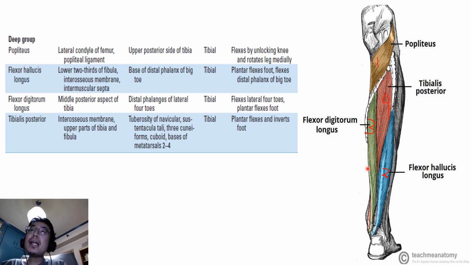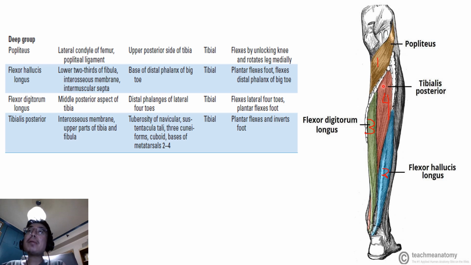Moving more medially and shaded in olive green is the flexor digitorum longus. The flexor digitorum longus originates from the middle posterior aspect of the tibia while inserting into the distal phalanges of the lateral four toes. So the toes aside from the big toe. The function is to flex these lateral four toes and to plantar flex the foot.